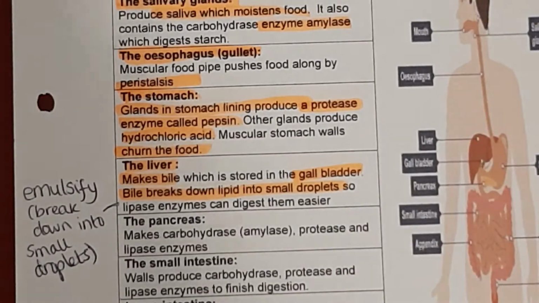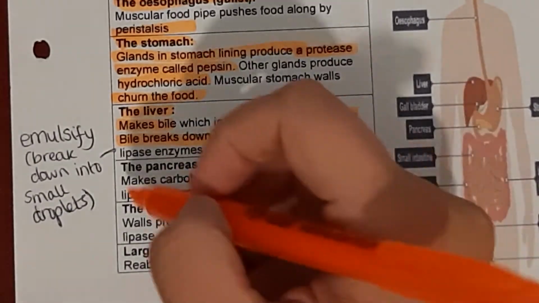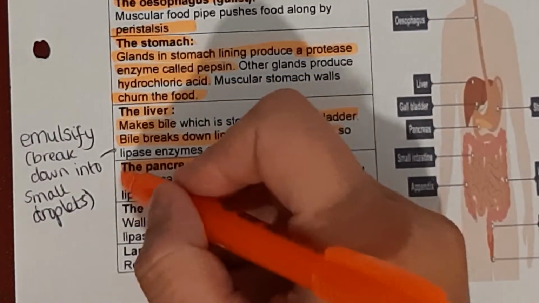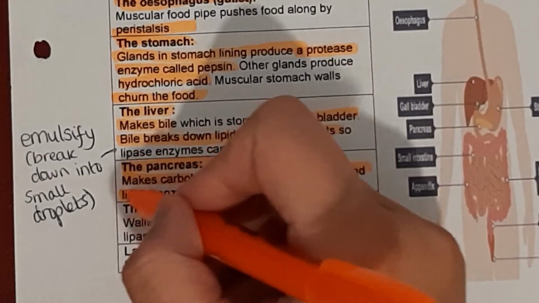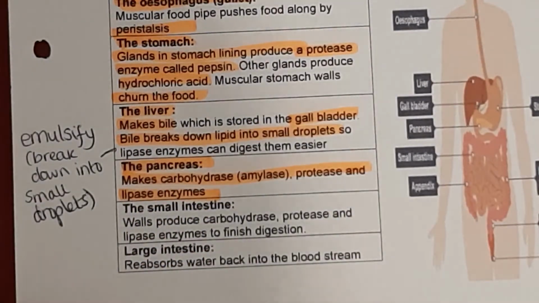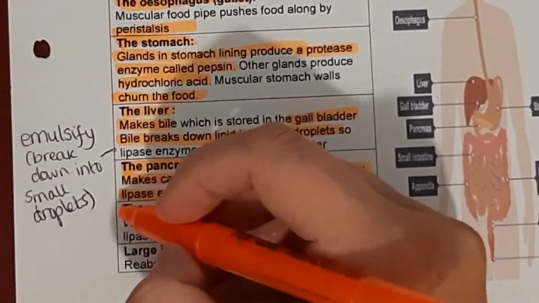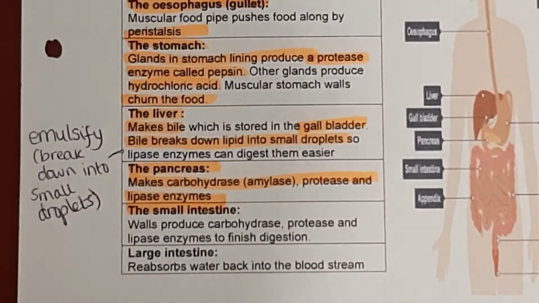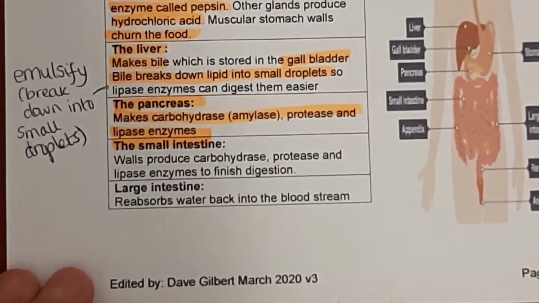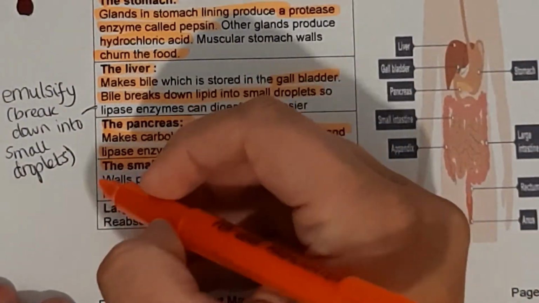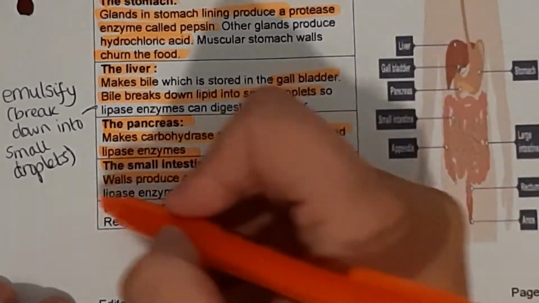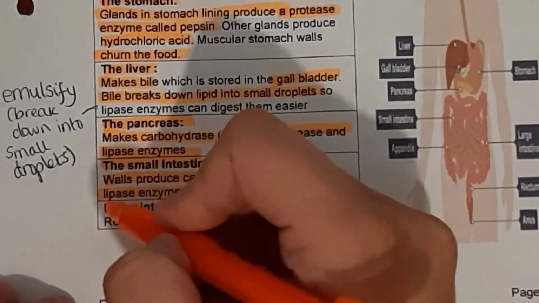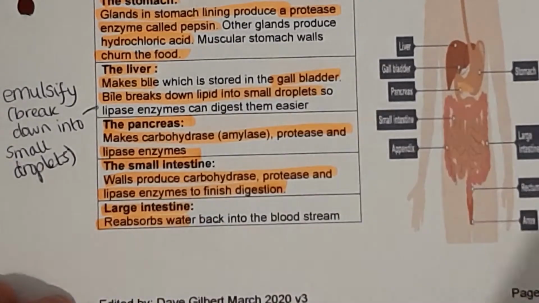The pancreas makes carbohydrase, also known as amylase. It also makes protease and lipase enzymes. So that is the enzymes to digest fat, protein, and carbohydrates. So the pancreas does everything. Then the small intestine. So the walls of the small intestine produce, again, carbohydrase, protease, and lipase enzymes to finish digestion. So the small intestine, as well as the pancreas, produces everything. And then the large intestine reabsorbs water back into the bloodstream to maintain hydration.